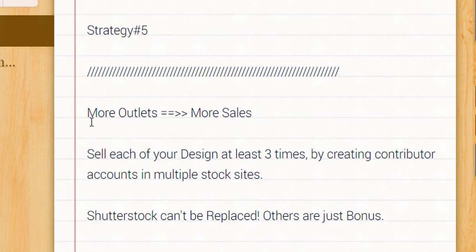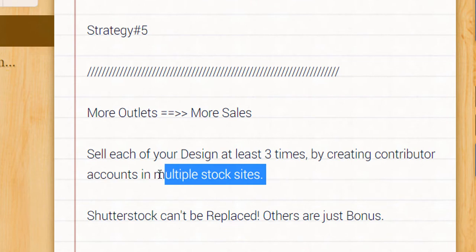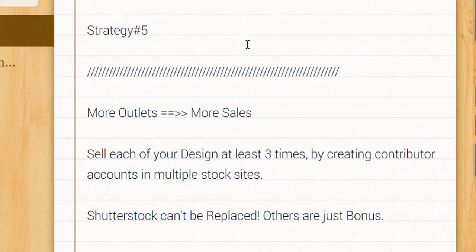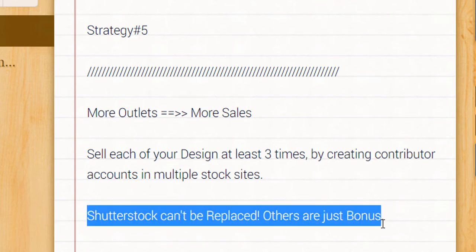Okay, so another way of describing it is that, to put it simply, you need to make multiple contributor accounts in multiple stock photography sites, and then you need to sell each of your designs multiple times in other websites as well. Okay, and before I get to the results of a few of them, the ones that have really worked nicely, let me highlight this particular sentence, which is: Shutterstock cannot be replaced, others are just bonus.